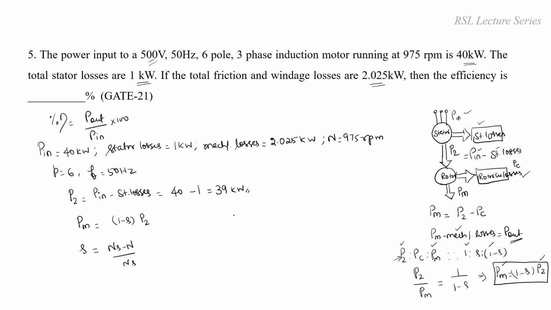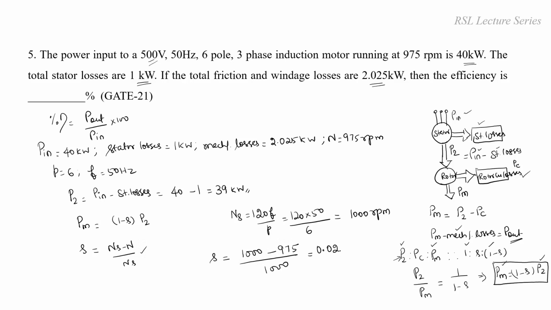Now we have to find out the Ns value. Ns is the synchronous speed, as we all know, 120 F by P. So 120 into 50 divided by 6 will be equal to 1000 RPM. So Ns is 1000. From this we can find out S. S is equal to Ns minus N divided by Ns, so 1000 minus 975 divided by 1000. This will be equal to 0.025.